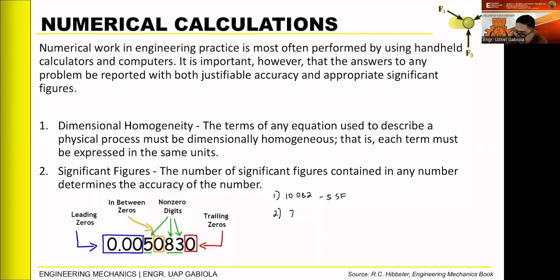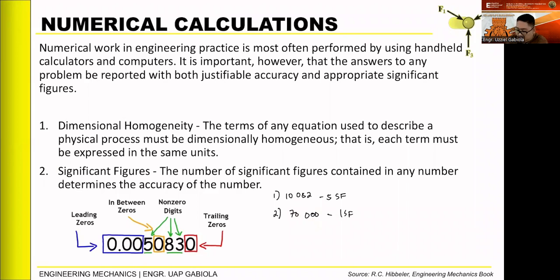Okay? Number 2. Kapag halimbawa 70,000, how many significant digits? 1 po. Okay? How about the others? Tama ba, 1? 5 po. So again, pag walang decimal point dito, hindi siya significant. Yung mga zeros natin, hindi siya significant. So tama yung answer kanina ni Mr. Rieger. So 1 significant figure lang siya.